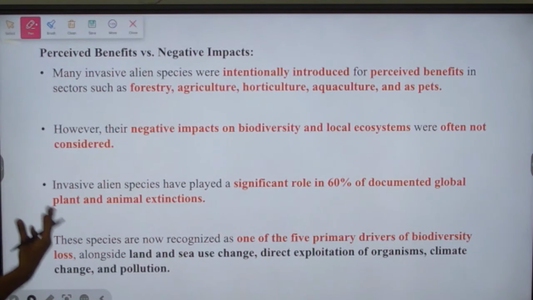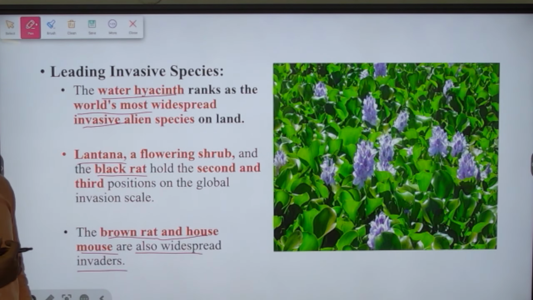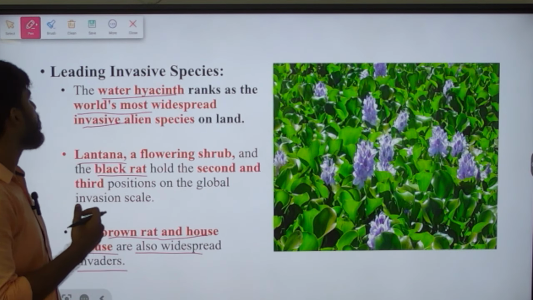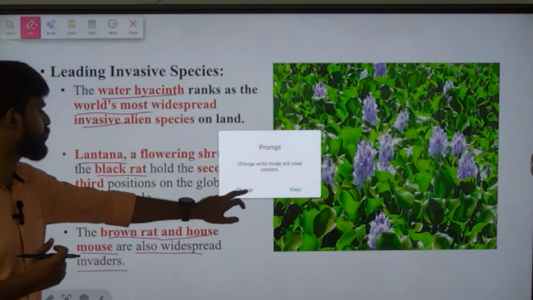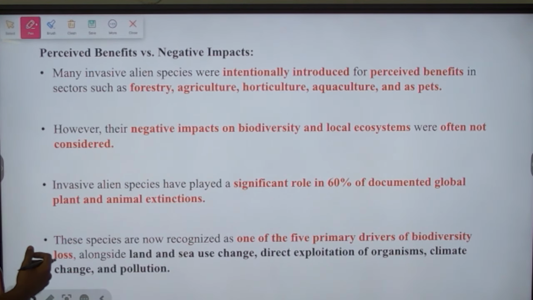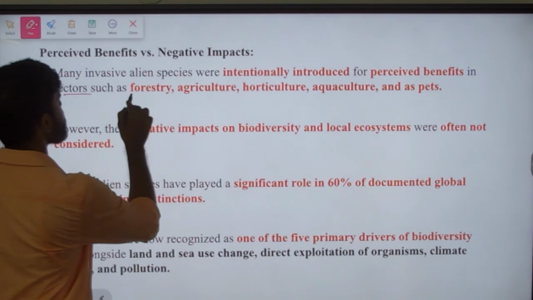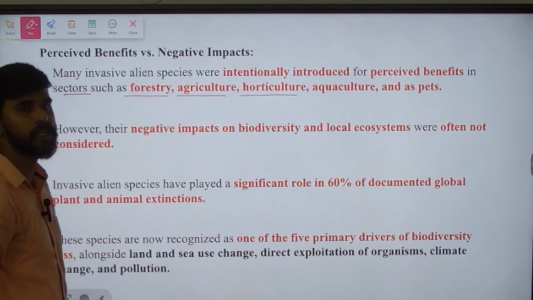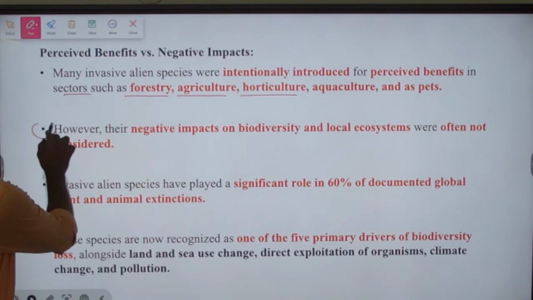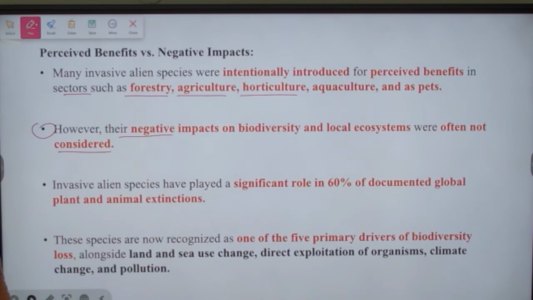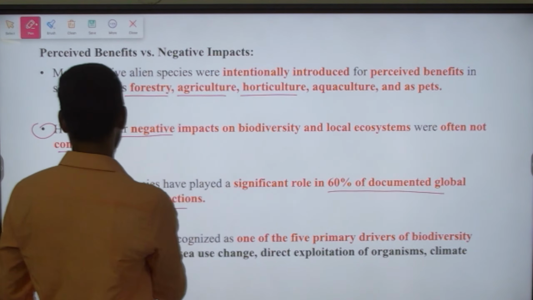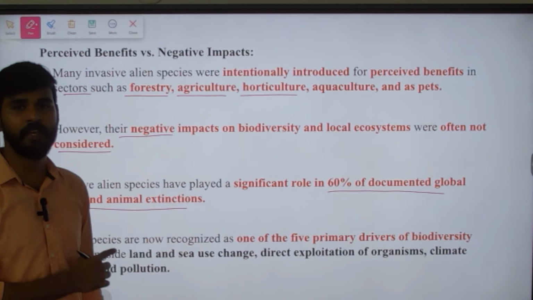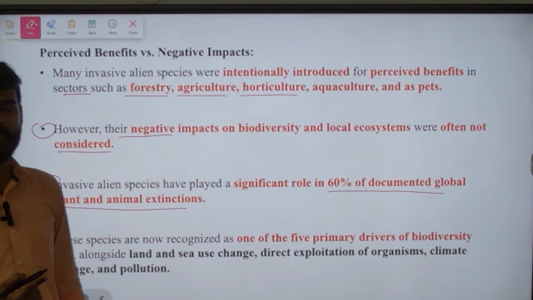Next is, what are the perceived benefits versus negative impacts? So do they really have any benefits, or are those benefits just the perception of people who have introduced them to the new area? Many invasive alien species were intentionally introduced for perceived benefits in sectors such as forestry, agriculture, horticulture, aquaculture, and even as pets. But they have not considered the negative impacts on biodiversity and the local ecosystem. And invasive alien species have played a significant role in 60% of documented global plant and animal extinctions. Statements like this are very important. You can use these directly in your mains answer writing.